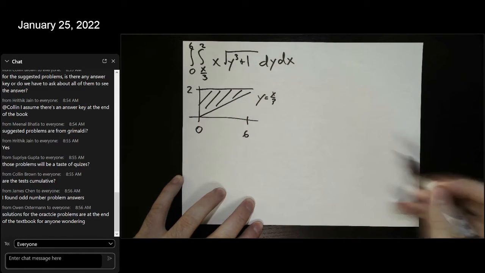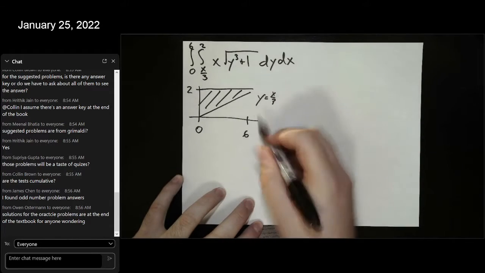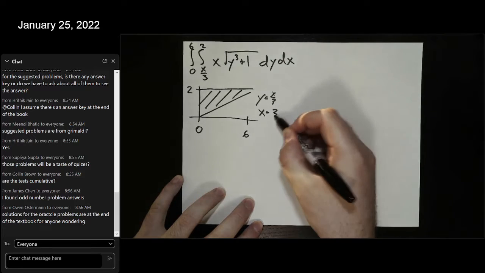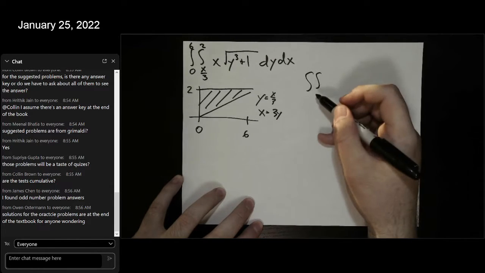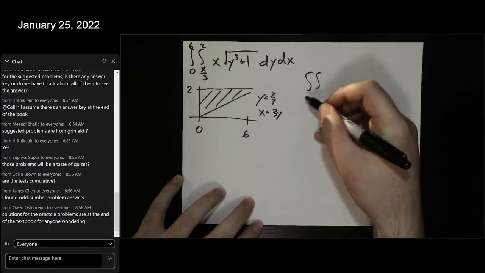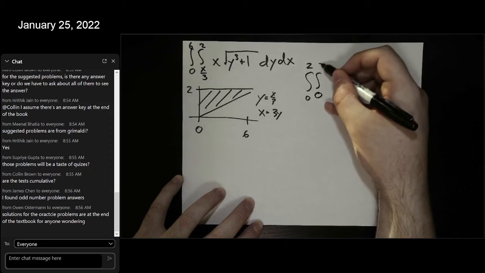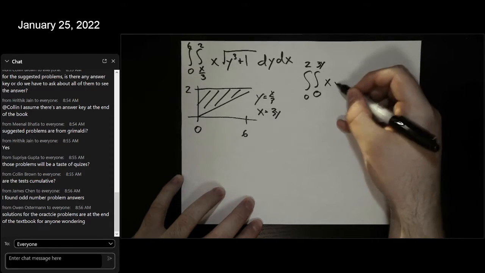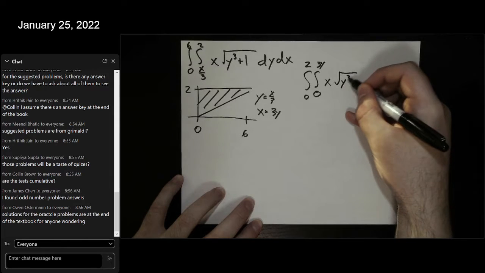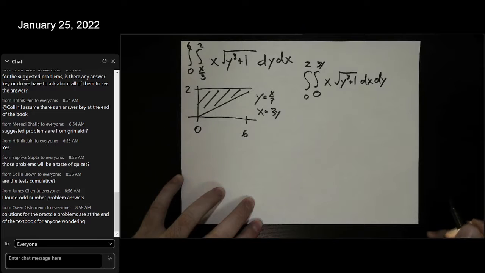which means I'm integrating over this area in the region. So if I solve this equation for x, I get x is equal to 3y. This lets me reverse the order of integration so that y is going from 0 to 2 and x is going from 0 to 3y. I'm going along the x direction. My integrand doesn't change, but the order of my differentials changes.